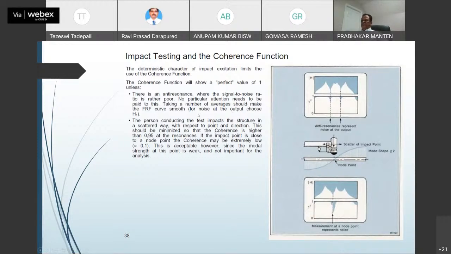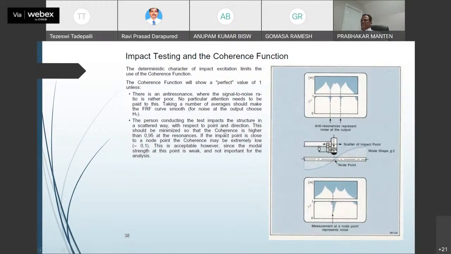Taking a number of averages should make the FRF curve smooth. If you want to reduce noise at the output, choose the H1 estimator. Remember H1, H2, the provisions are there and will take care of that.